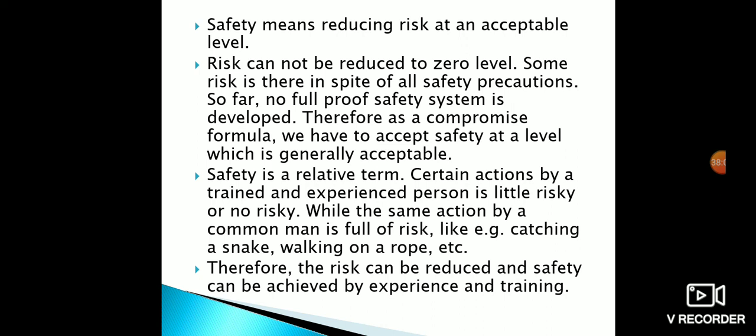Therefore, the risk can be reduced and safety can be achieved by experience and training. Anyone can achieve safety and reduce their risk through experience and training. Without that, they cannot have a safe working environment.